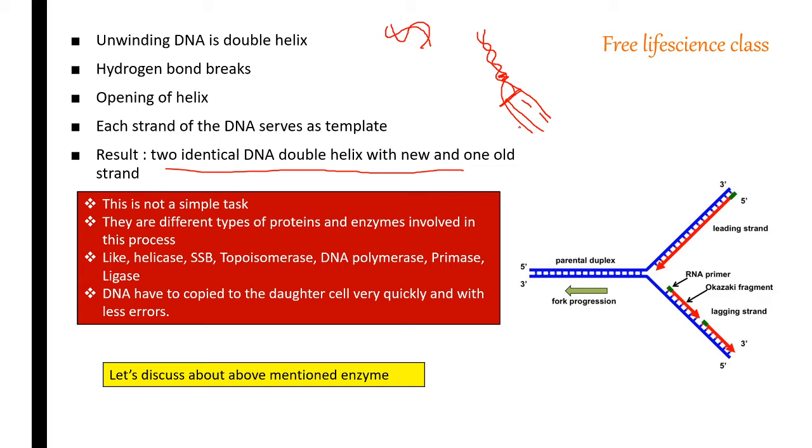But I said this in 4 steps, and it is not a simple task. It is so complex that it only takes place in the presence of certain proteins and enzymes. So there is a requirement of certain proteins or enzymes for this process. This mechanism will be discussed in part 2.